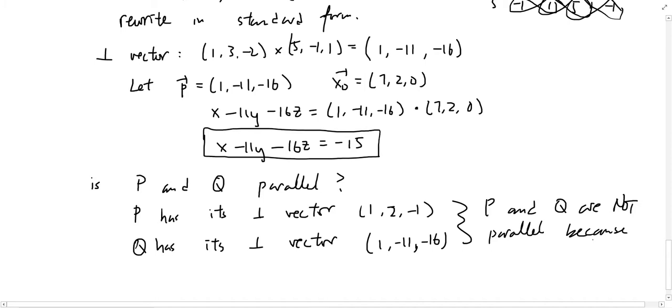Because 1, 2, negative 1 does not equal some constant times 1, negative 11, negative 16. So that's how I know. You look at the perpendicular vector.